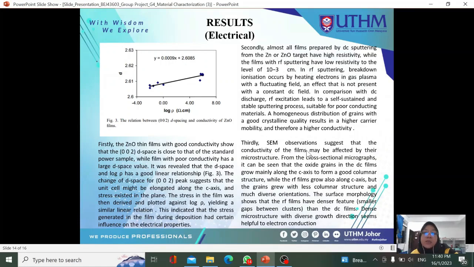Then thirdly, SEM observation suggests that the conductivity of the film may be affected by the microstructure from the cross-sectional micrograph. It can be seen that the oxide grains in the DC film grow mainly along the c-axis to form a good columnar structure, while the RF film grows also along the c-axis, but the grains grew with less columnar structure and much more diverse orientation. The surface morphology shows that the RF film has a denser feature and smaller gaps between clusters than the DC film. Dense microstructure with diverse growth direction seems helpful to electron conduction.